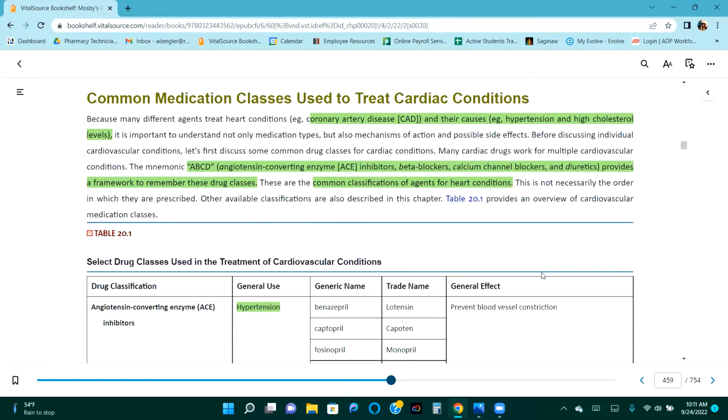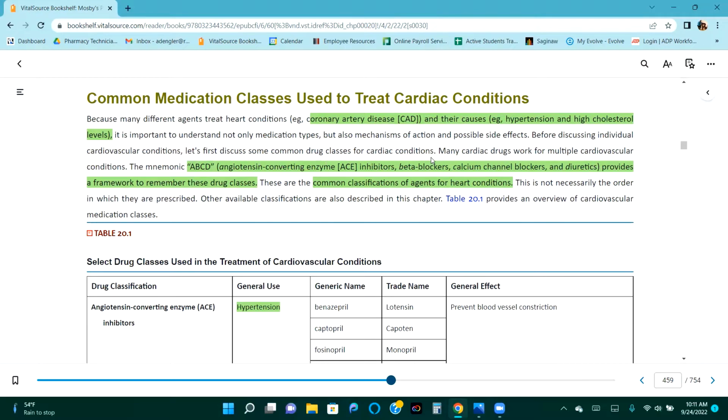Because many different agents treat heart conditions like coronary artery diseases and their causes, hypertension, and high cholesterol, it's important to not only understand the medication types, but their mechanism of action and possible side effects. Before discussing individual cardiovascular conditions, let's first discuss some common drug classes for cardiac conditions.